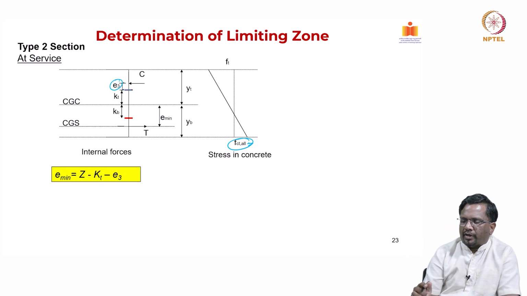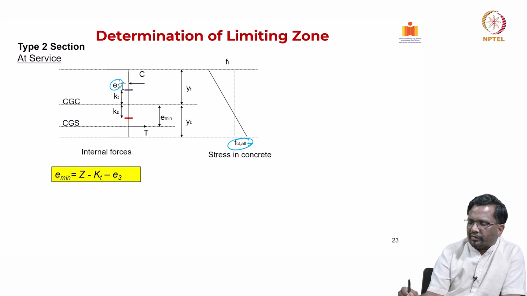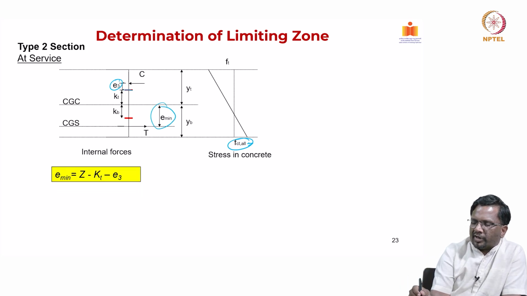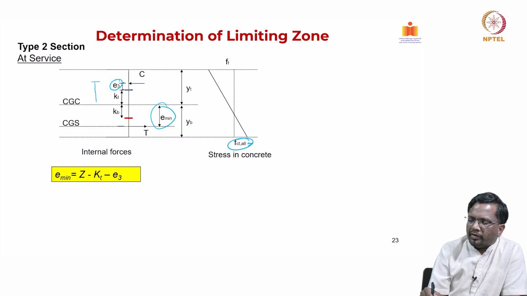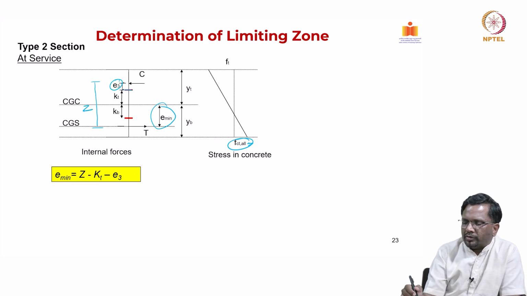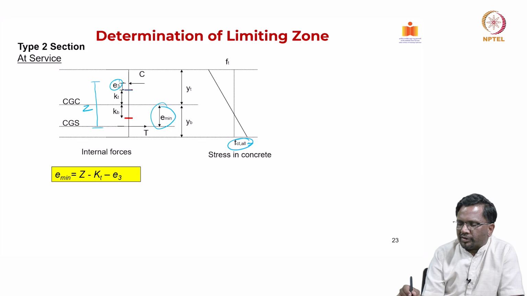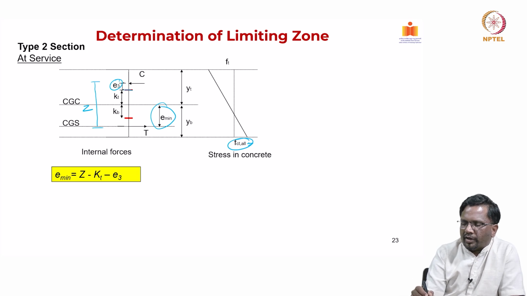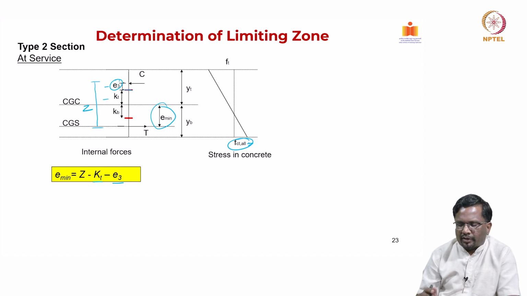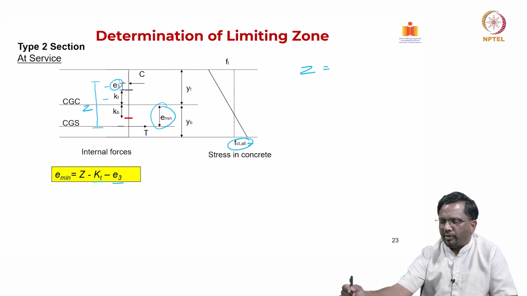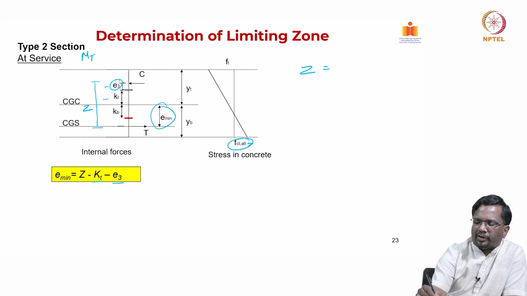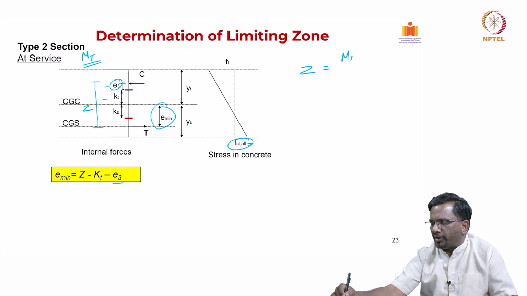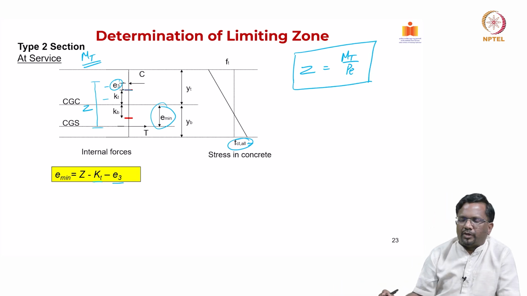Now how do we do that? So E minimum in this case, we are calculating this distance, how much C has actually moved, and if you know, this is your lever arm. So this distance E minimum is nothing but the overall lever arm minus E3 minus KT. That is what we are doing. So KT is a section property. Z I can calculate. How do we calculate? Now the moment that is acting is MT, the total moment. So this is going to be MT divided by the effective pre-stressing force, which is P, right. That is your lever arm. Now the only thing is E3 I need to calculate.